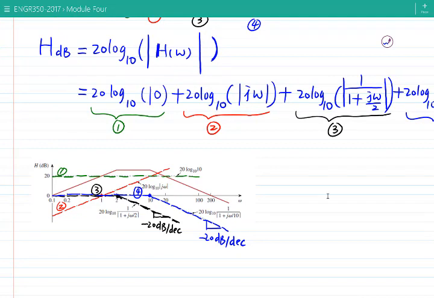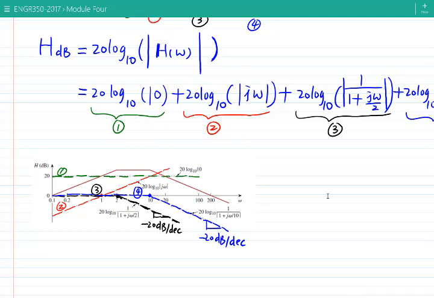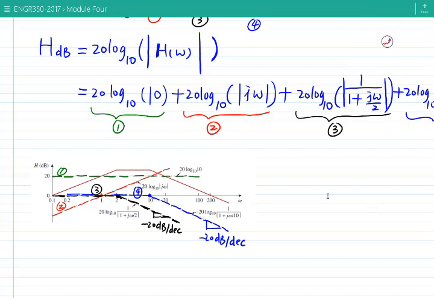Okay, so we need to sum them up. We need to sum up the dB values for the 4 factors so that we can get the total dB value. So let's see here. How do we sum up? Basically we see here from the Bode plot, the red line is the summation of the 4 factors.